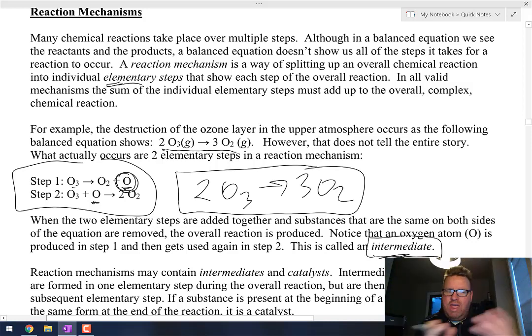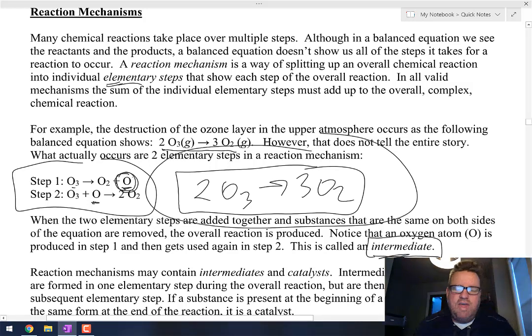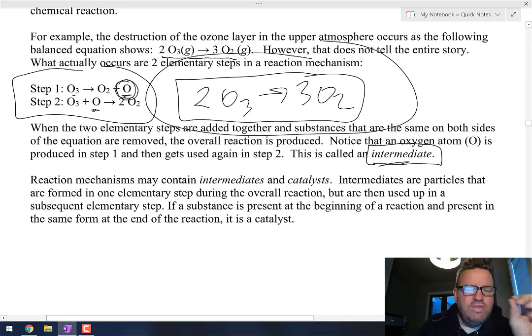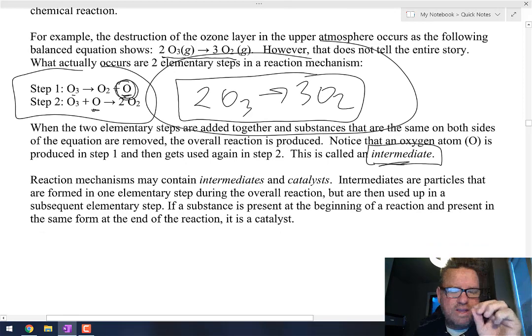You've made something in between that isn't going to show up in the overall equation because you make it and then you end up using it again. And so in the overall equation, you don't see that O atom anywhere. That is what's called an intermediate. Now, these reaction mechanisms can contain 2 different things. They can contain intermediates, which we just talked about. They also can contain catalysts.